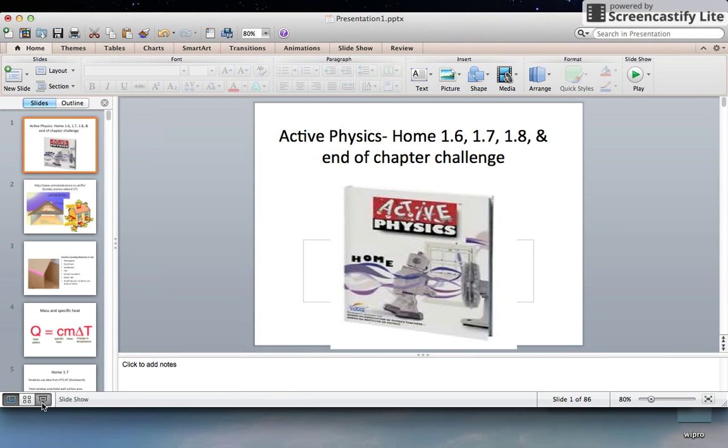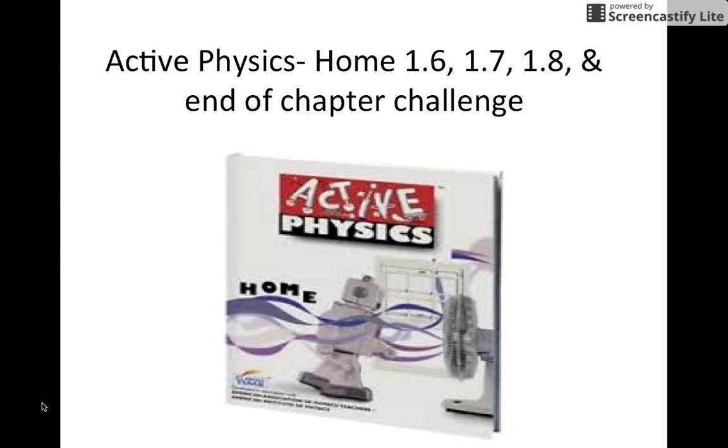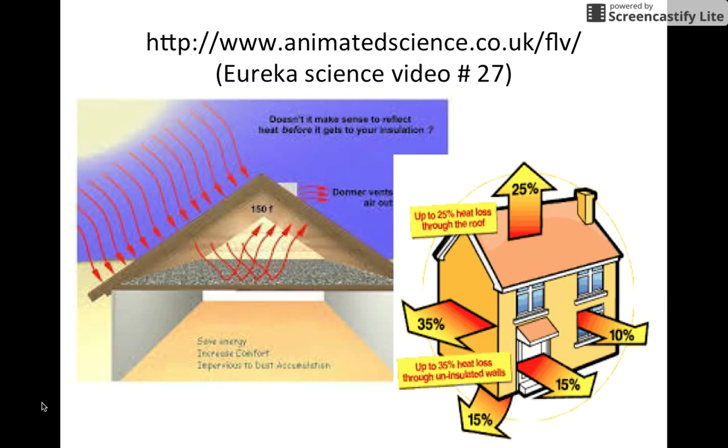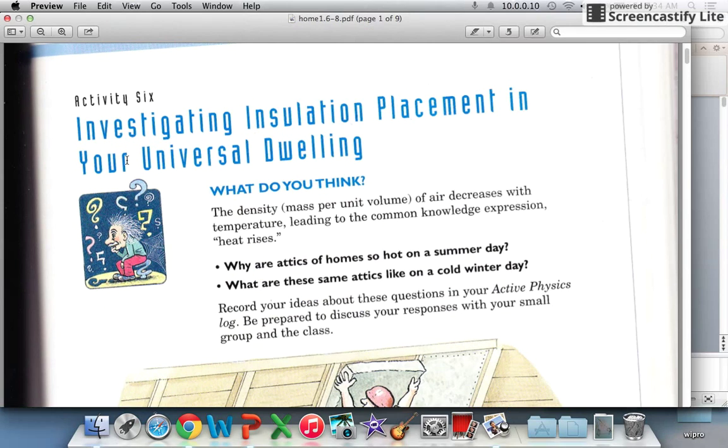All right, so now we're at basically the last few chapter challenges of the home unit. So we're going to go through the last few and talk a little bit about the end of the unit challenge. So first, activity 6, they have to now add insulation to the universal dwelling.